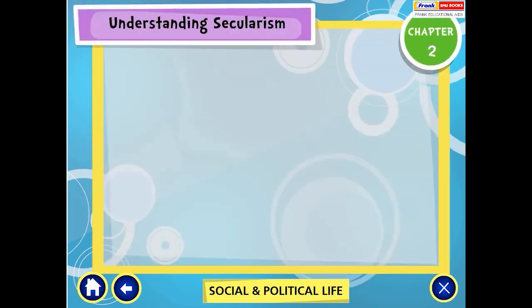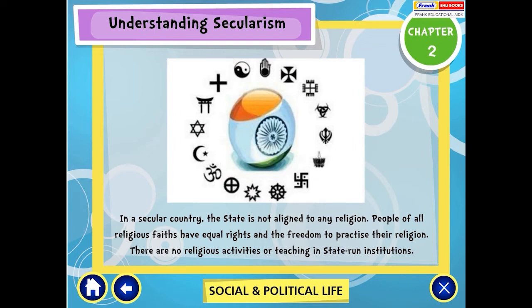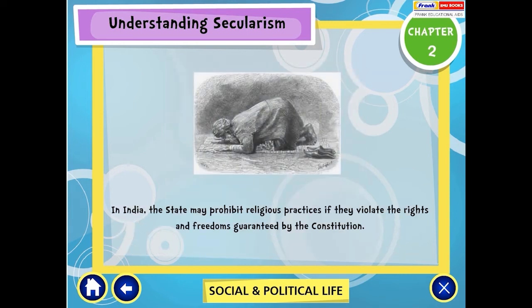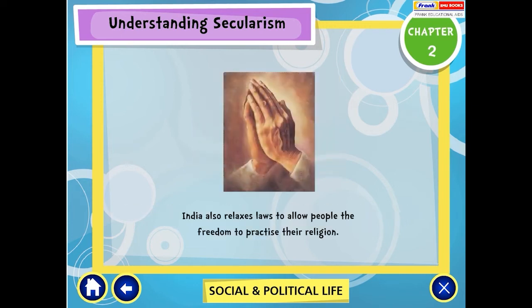Understanding secularism. In a secular country, the state is not aligned to any religion. People of all religious faiths have equal rights and the freedom to practice their religion. There are no religious activities or teaching in state-run institutions. In India, the state may prohibit religious practices if they violate the rights and freedoms guaranteed by the Constitution. India also relaxes laws to allow people the freedom to practice their religion.